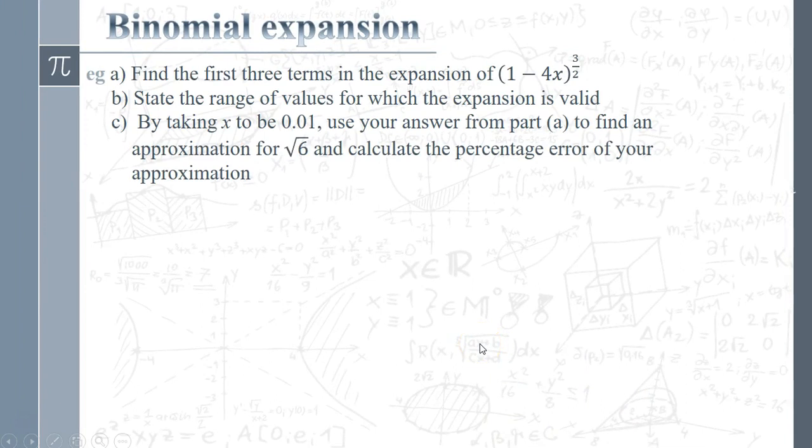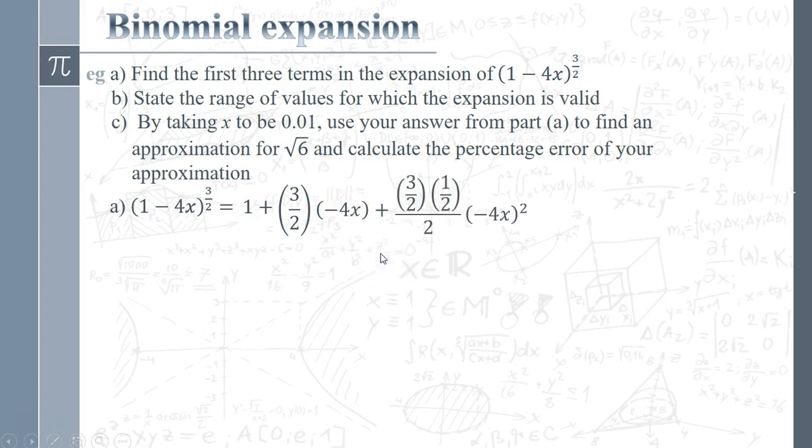Right, let's put all that together and have a look at an example where we've got to come up with values for which the expansion is valid, and then look at how we can use that for making an approximation. So here we go. We want the first 3 terms of that expansion there. So our first term is going to be a 1, always is. Our second term is n, which is 3 over 2 times by ax. Our next term is that n minus 1 over 2 factorial times by ax squared.